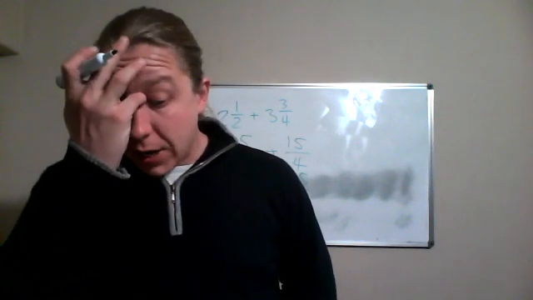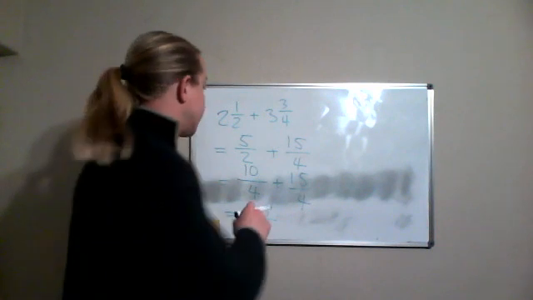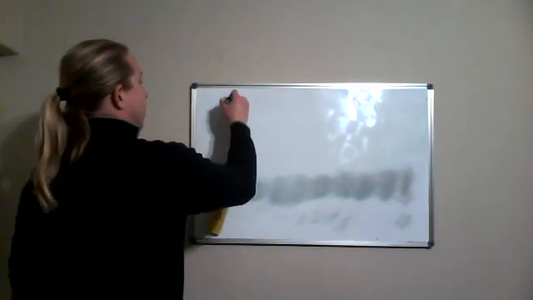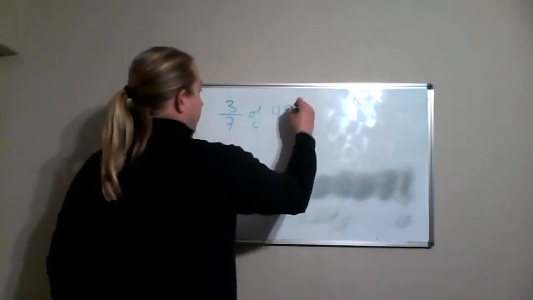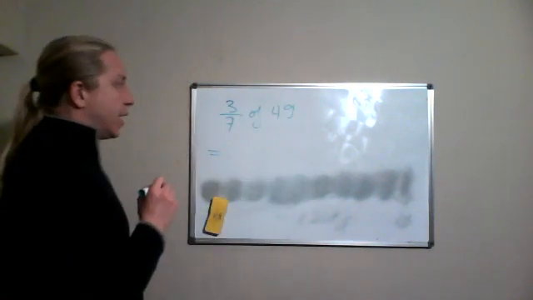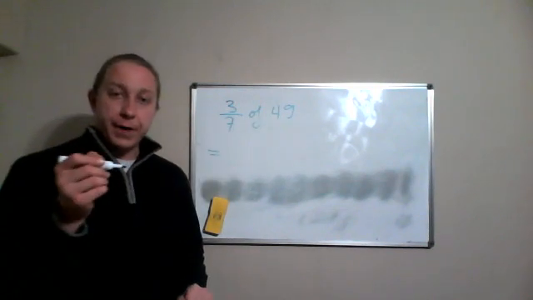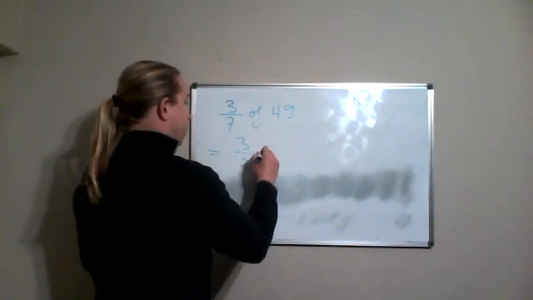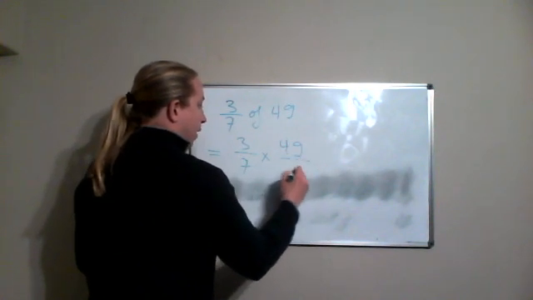Number 12, calculate 3/7 of 49. Guys, of is just multiplication. So 3/7 of 49. So two things to do here. Change the of to multiplication. Change the 49 into a fraction, so put it over 1. 3 over 7 multiplied by 49 over 1.